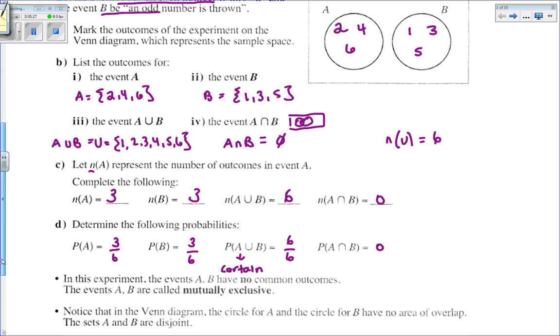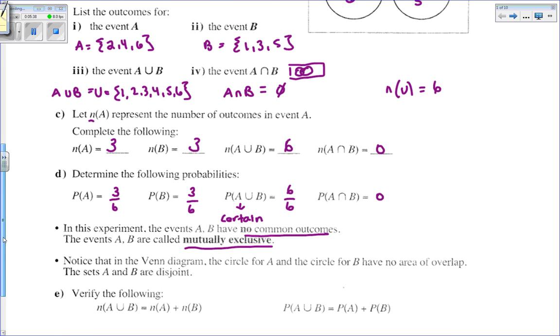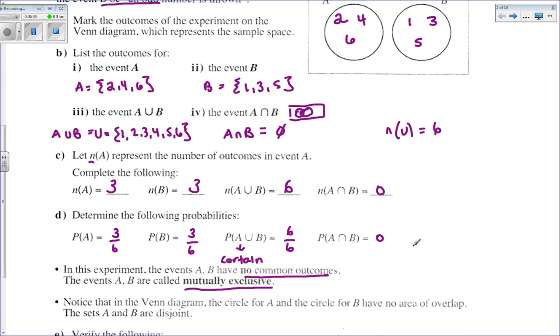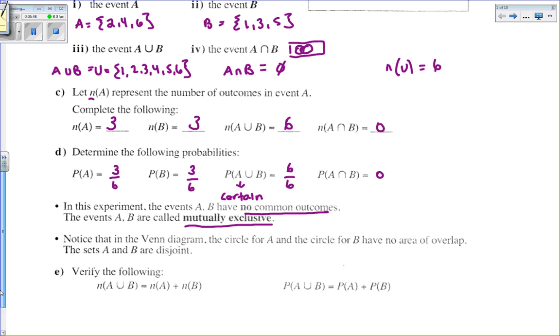Because in this experiment, the events A and B have no outcomes in common, that means they're mutually exclusive. And in the Venn diagram, when you're talking about mutually exclusive events, there's no area of overlap, right? The sets A and B are disjoint. There's nothing that overlaps between them. And so what we're going to do is just verify some stuff here.